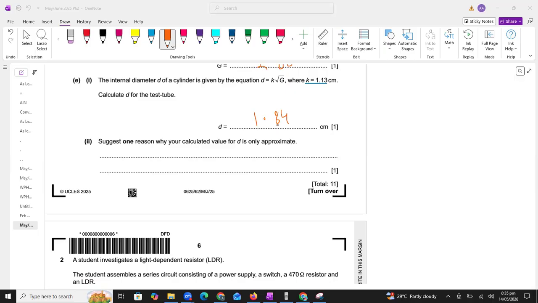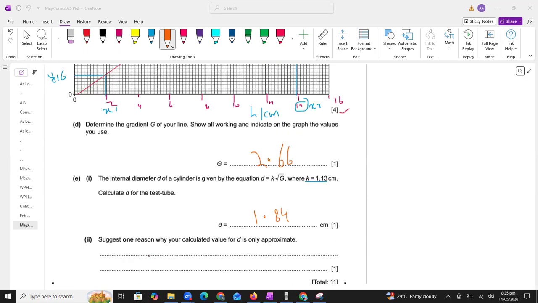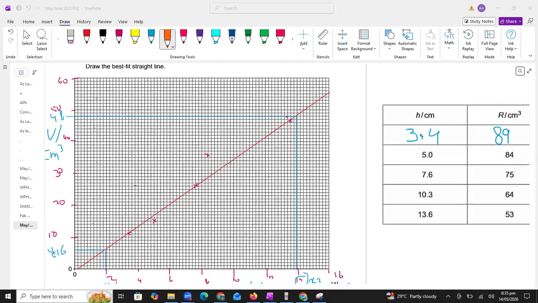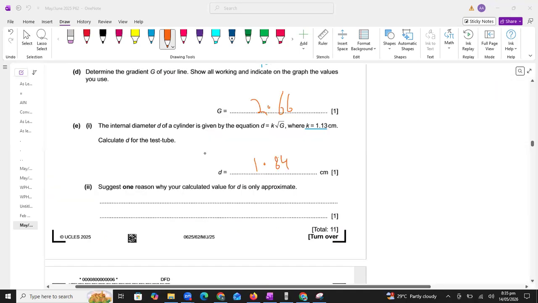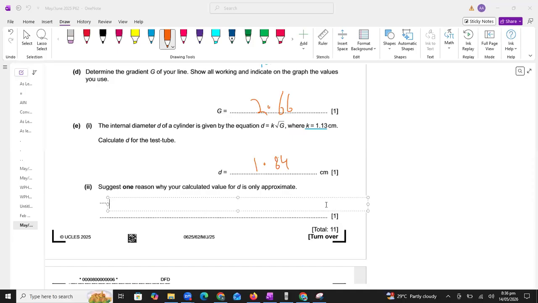So basically, students, we are finding the diameter of the test tube by using the formula k square root of g, where g is the gradient. And you can see we have drawn the line of best fit curve. So it means all the points are not exactly joined. All right, so it means we are getting the approximate gradient. So that's why, students, we are getting the approximate diameter of test tube. So that's why the value is not exactly correct. It is the approximate diameter.